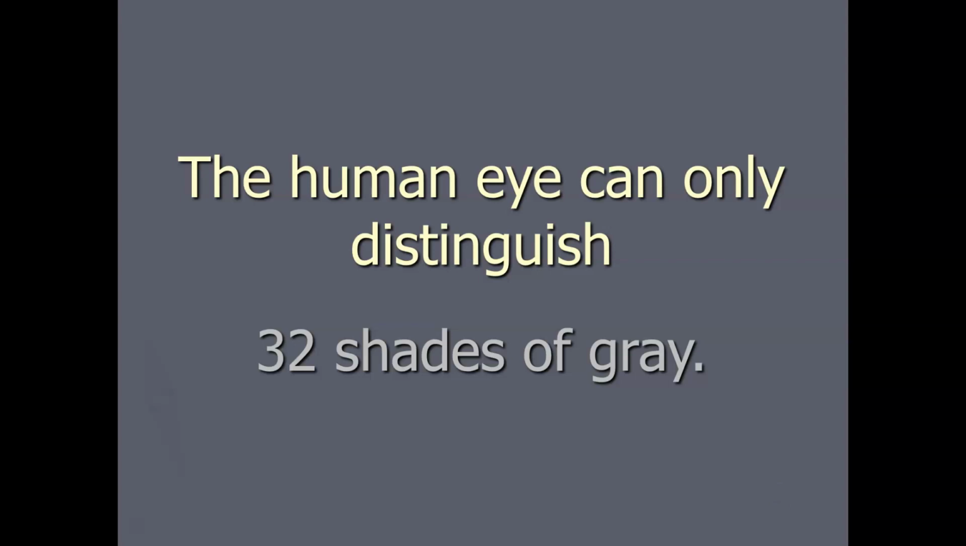I thought this was a fun little statistic. I've seen various numbers here, but the human eye can only distinguish 32 shades of gray, and we're going to go through all of them in radiology. We're going to learn them all and see them all. It's a matter of training your eye to be able to read and interpret these radiographs, and we're going to have some little practice things at the end of this slideshow.